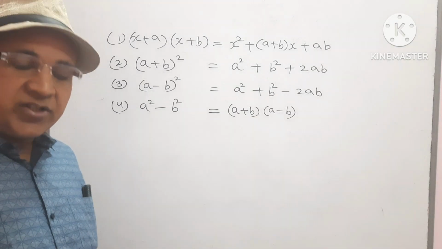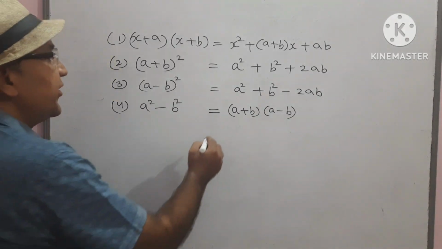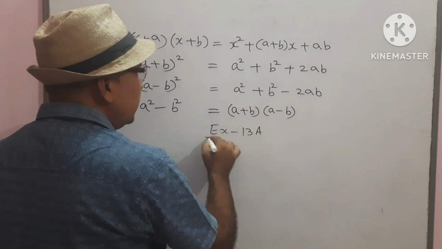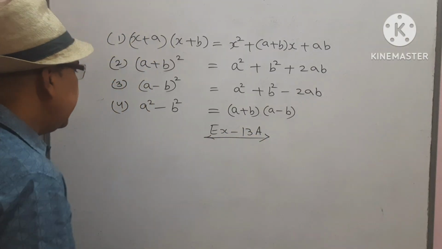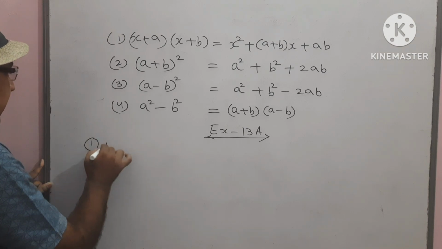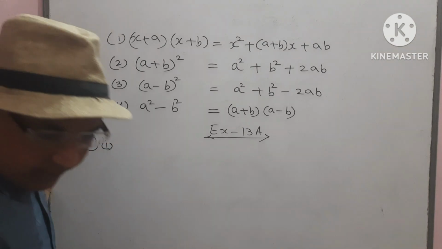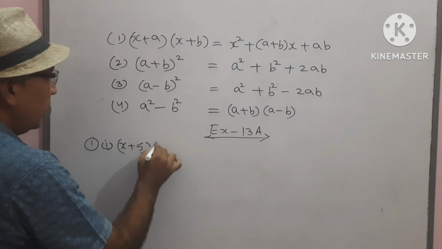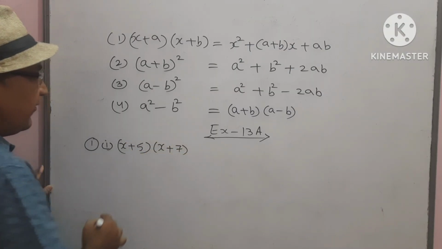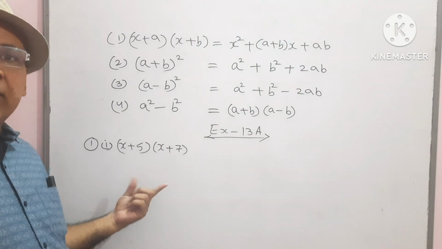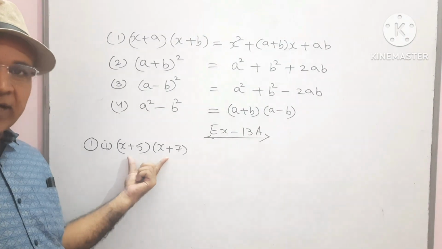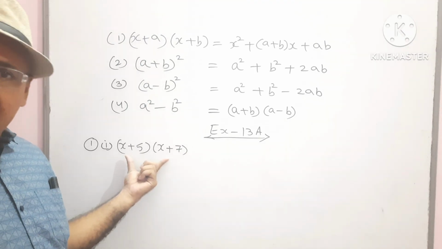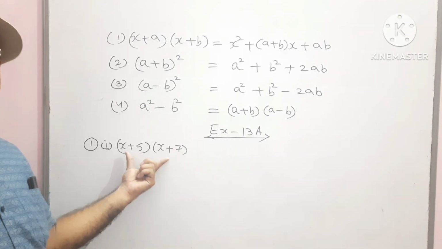Now we are going to start your Exercise 13A. See this? Exercise 13A. Here the first question and first part, it is given that (x + 5)(x + 7). We have to solve it. We have to multiply these two brackets. Otherwise, we have to evaluate it. Languages can be different, but meaning is the same.